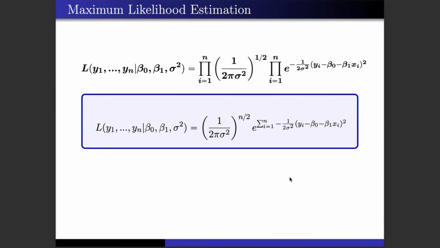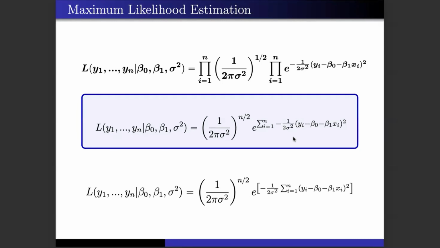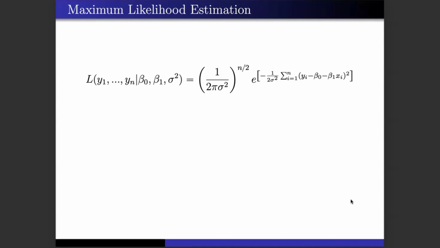Let's simplify it further. On the left hand side, we have the likelihood function. The first term, we will write it as it is because we cannot simplify it any further. But if we look at the second term, we have exponential to the power summation of minus 1 divided by 2 sigma square, which is a fixed quantity. It is a constant, and we can pull it out of the summation sign. Therefore, we would have exponential to the power minus 1 divided by 2 sigma square times summation yi minus beta naught minus beta 1 xi whole square. And we have a simplified likelihood function value.